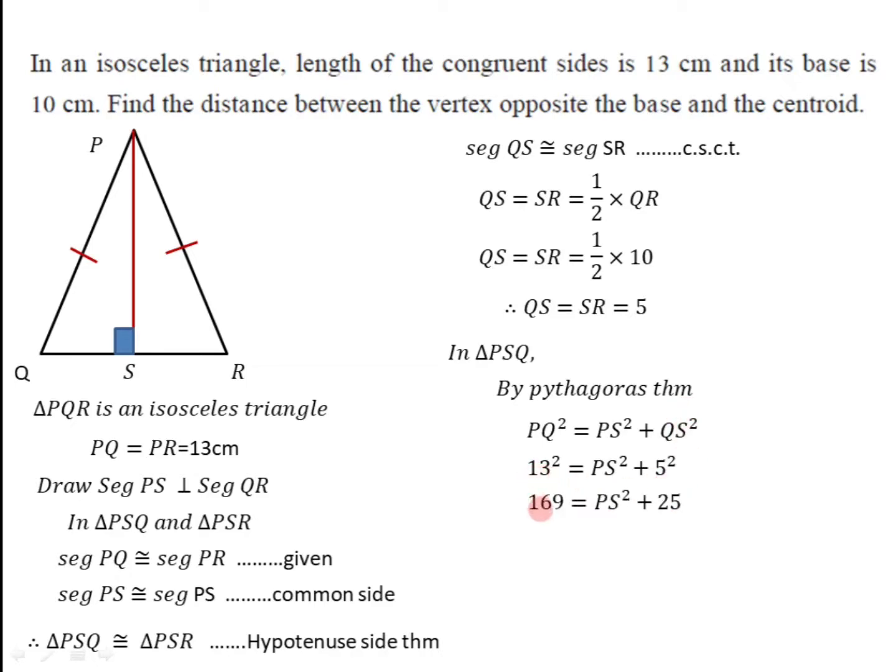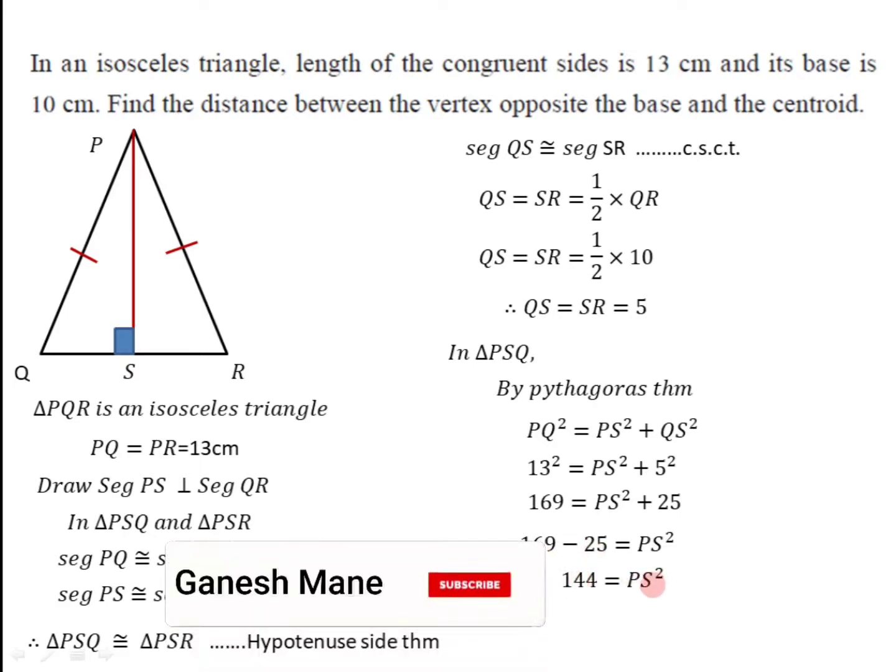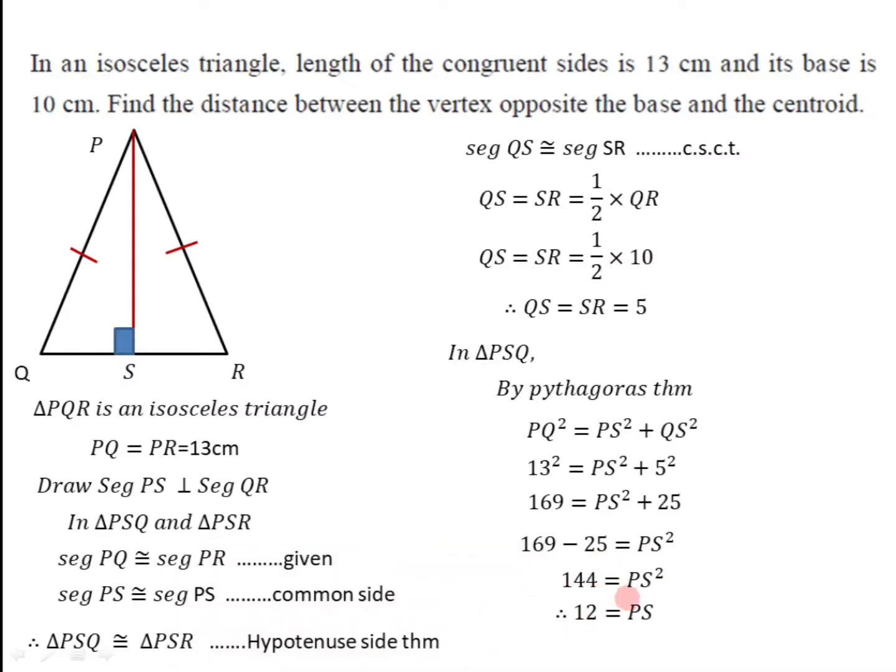So 13 square is 169, is equal to PS square plus 5 square, which is 25. If you take 25 to the left hand side, it will become minus. So 169 minus 25 is equal to PS square. 169 minus 25, that's 144, that is equal to PS square. If you take square root on both the sides, the square root of 144 is 12 and square root of PS square is PS. So 12 is equal to PS, that is the length of segment PS is 12. As we can see in the diagram, the length of segment PS is 12.